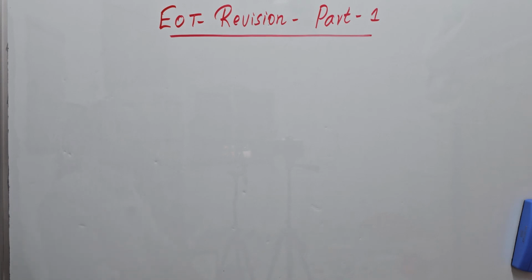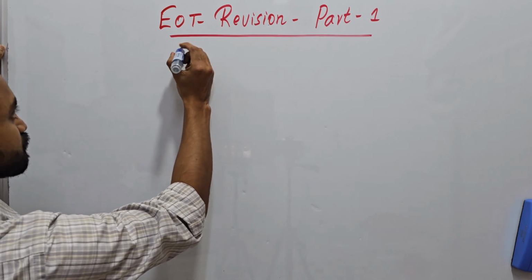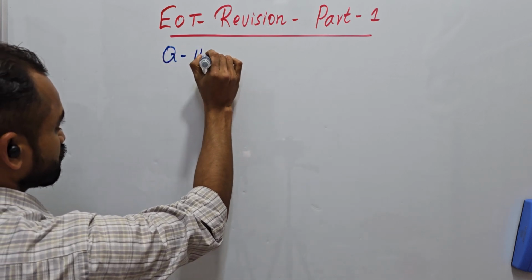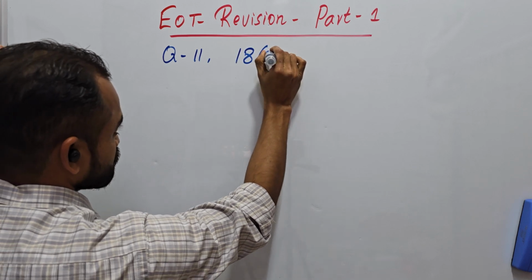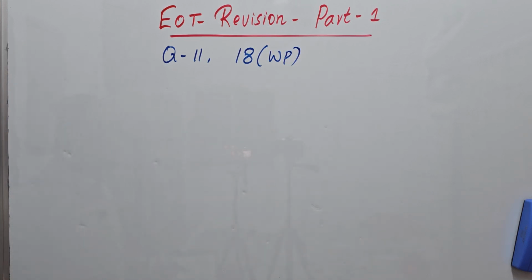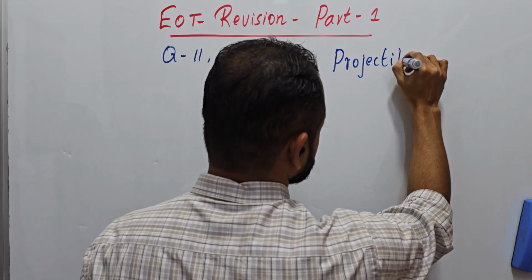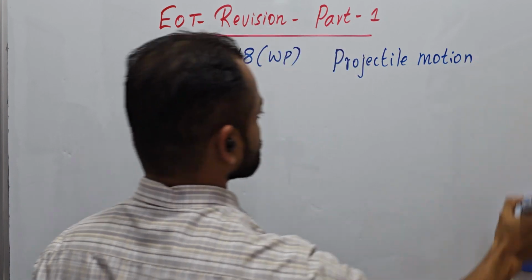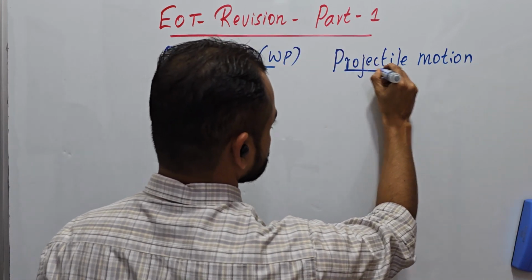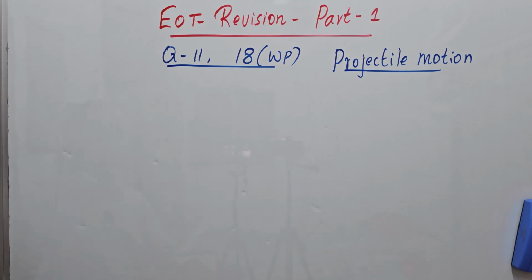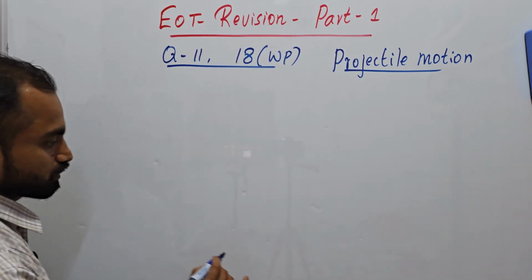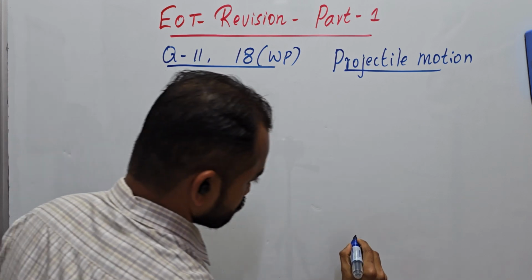So we are discussing EOT revision. This is our first class, part 1. In this class we are discussing question number 11 and question number 18. 18 is the writing part, and these two questions are from the topic projectile motion. So we will start with projectile motion. I will draw this one here.